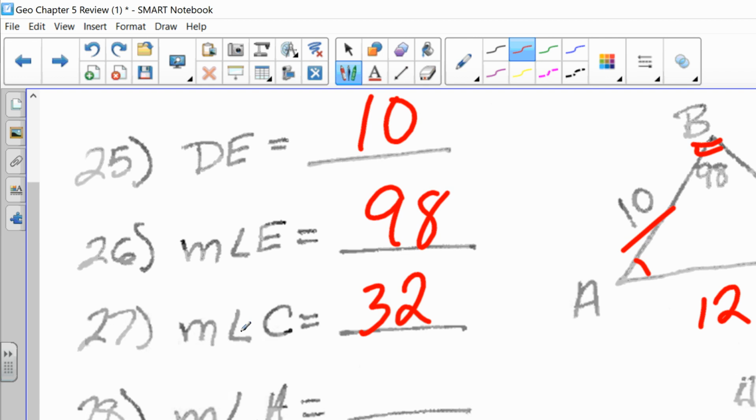Well, how many do I need to solve for? 1, angle A. But I do know that all three angles in a triangle add up to 180. So we can take 98 and 32 and add them together. Nope, it is 50.